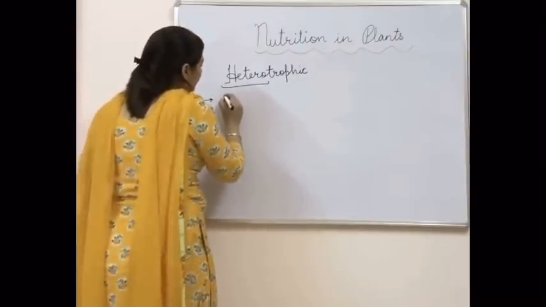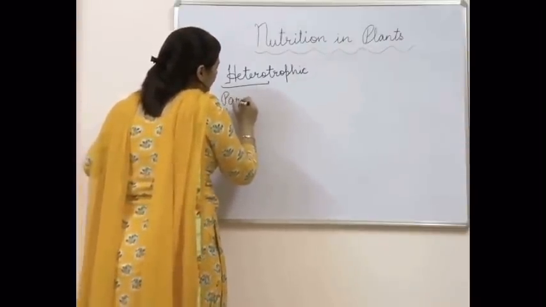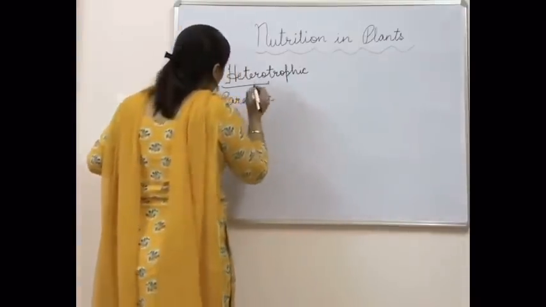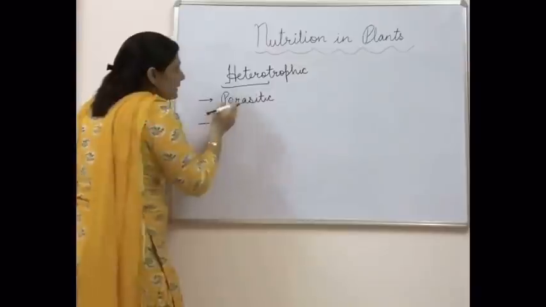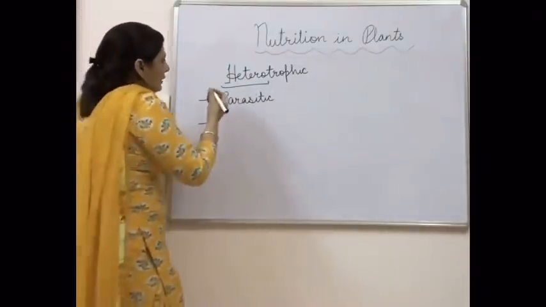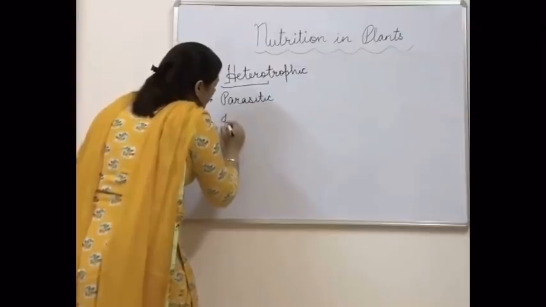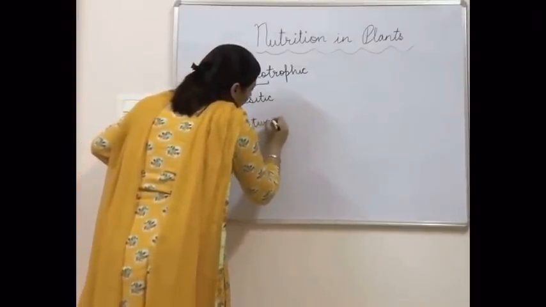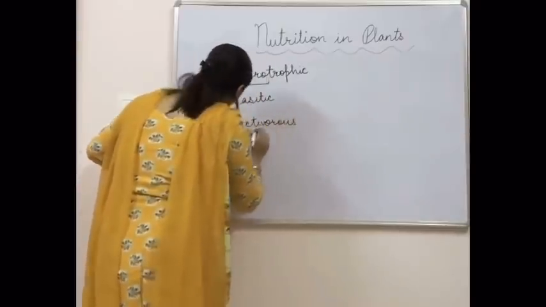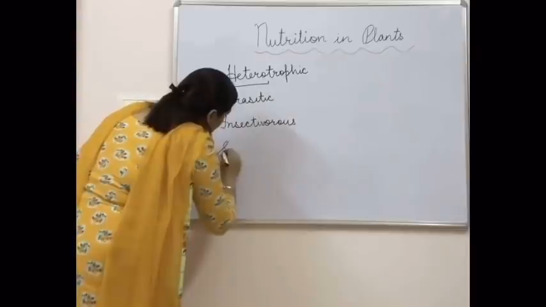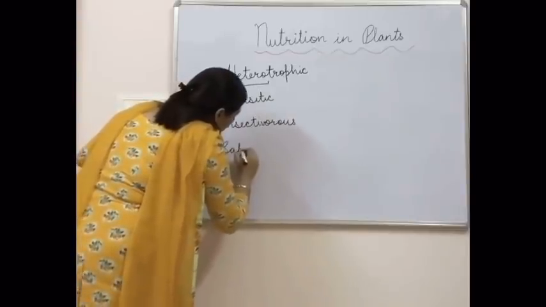One is the parasitic mode of nutrition. Broadly it is the heterotrophic mode of nutrition, but these are the subtypes. So then we have the insectivorous mode of nutrition. Then we have the saprotrophic mode of nutrition.